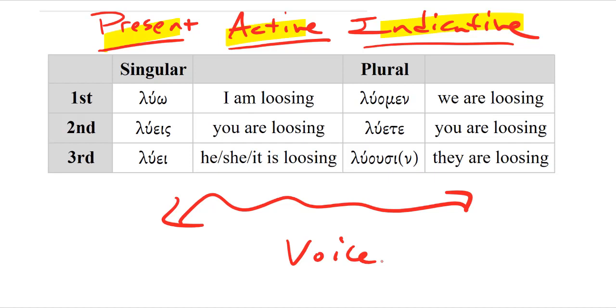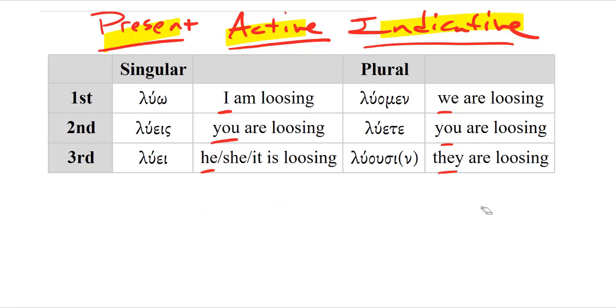In other words, the subject is doing the action. As we look at the translation, it's the I that's doing it, the you, the he, the we, the you. The subject of the verb is doing the action. The subject's not receiving the action. The subject's not doing the action to itself. The subject is just doing the action. Now, as we look here, the translation that's given is progressive. I am loosing, you are loosing, he is loosing, we are loosing, y'all are loosing, right?